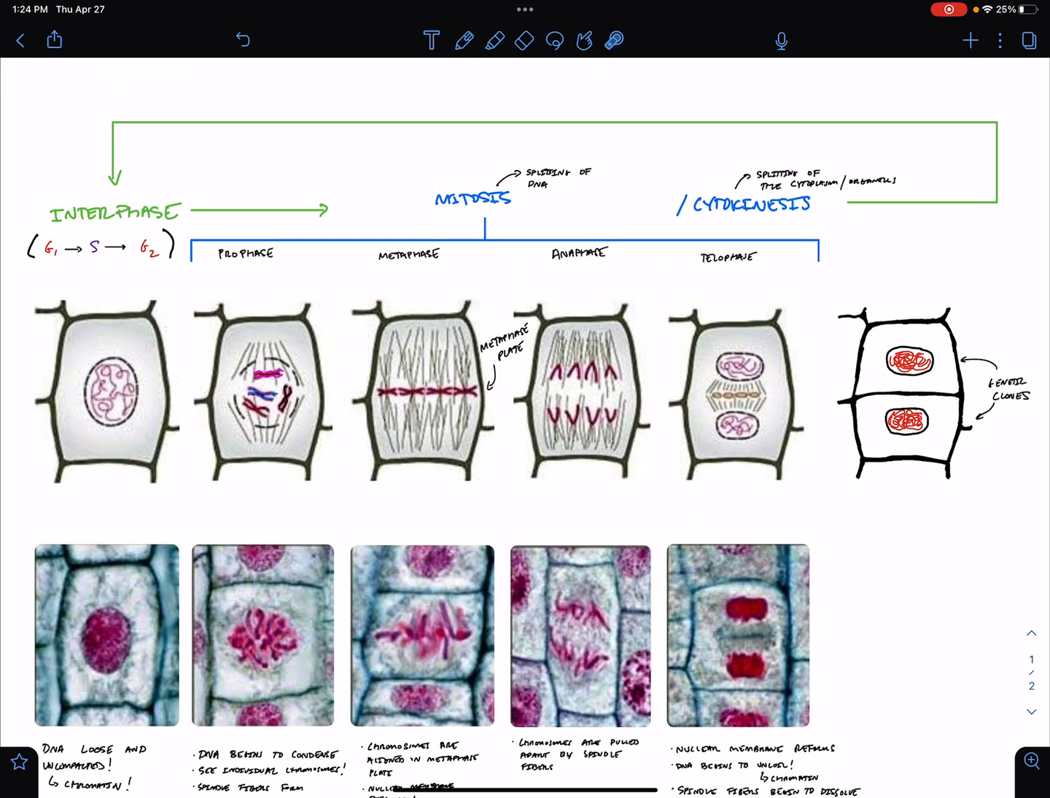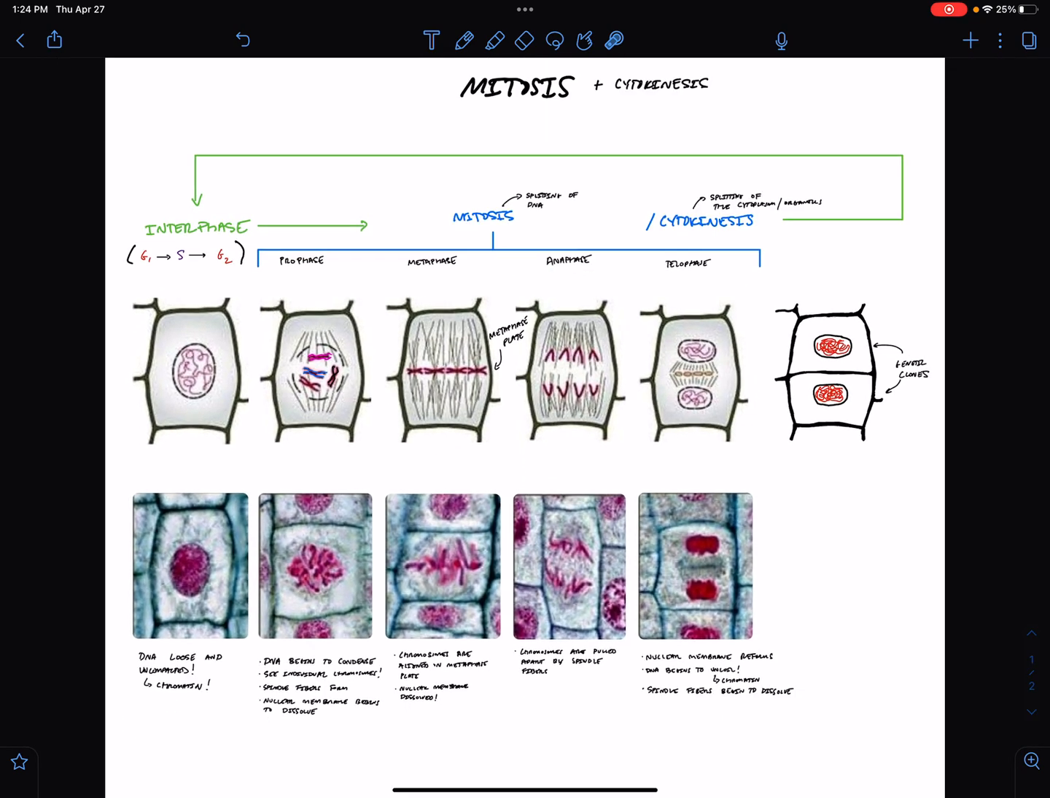Okay, ultimately, we are left with two genetically identical daughter cells, and they will once again enter interphase and potentially will divide again unless they enter G0, where they exit the cell cycle. So yeah, that is how cell division happens.